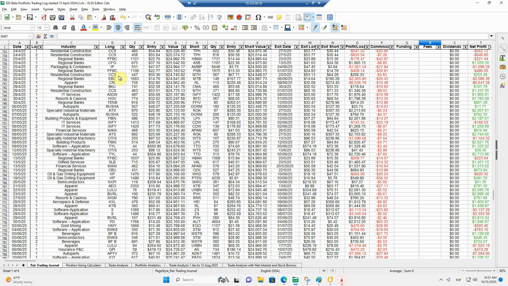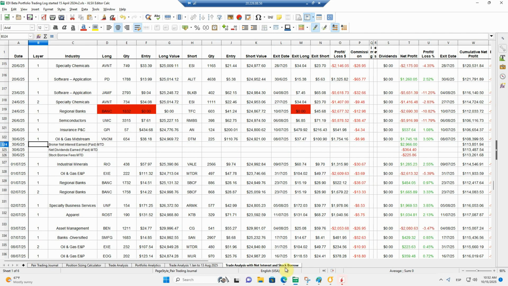So the date, the industry, the ticker, the quantity, the price, what its value is, both on the long and short leg, then the exits of the long and short on whichever date, the profit loss, the commission, and the net profit. When we go into a final reckoning, instead of having to record the borrow fee and the interest charge for every single position, we just aggregate them on a month-end basis. So you have broker net interest earned, and you can see that we have positive carry if we are not overly levered, and you have net dividends earned and stock borrow fees.